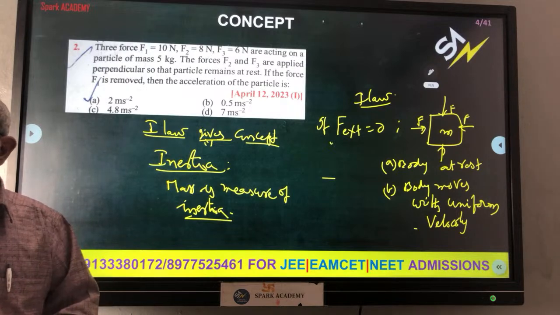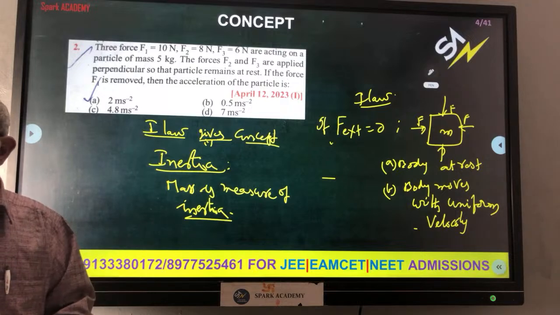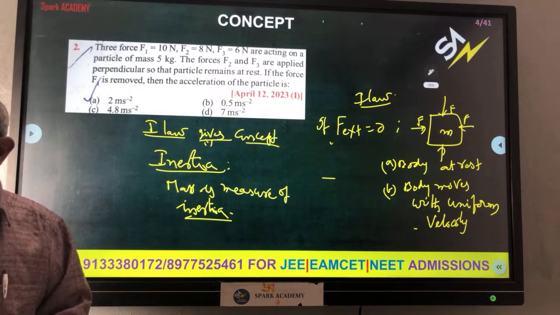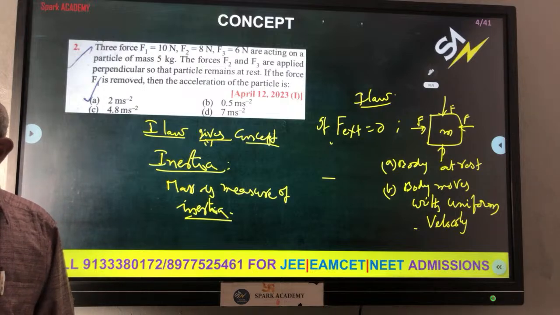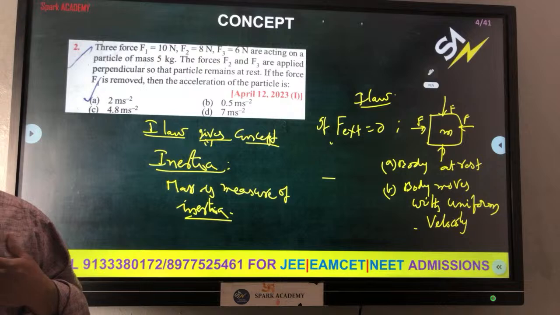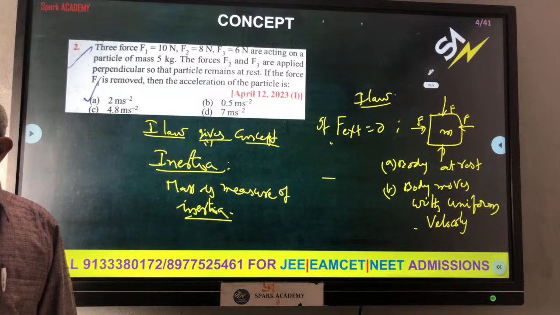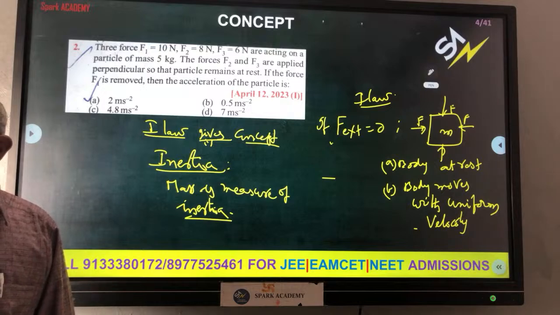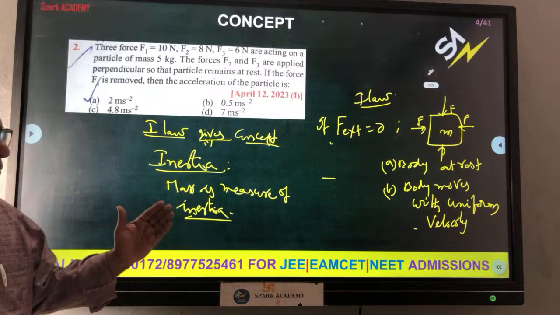In inertia of rest, a simple example: in a bus, you are completely at rest. When the bus suddenly comes into motion, the passenger falls backward, because the lower part of the body is in contact with the bus while the upper part stays at rest. Similarly, inertia of motion: when a bus in motion makes a sudden brake, the passenger falls forward due to inertia of motion. These are the examples.